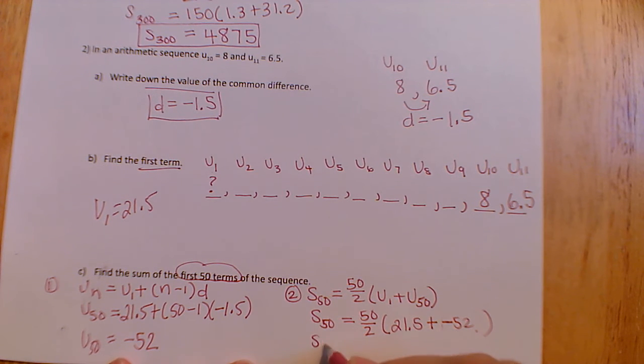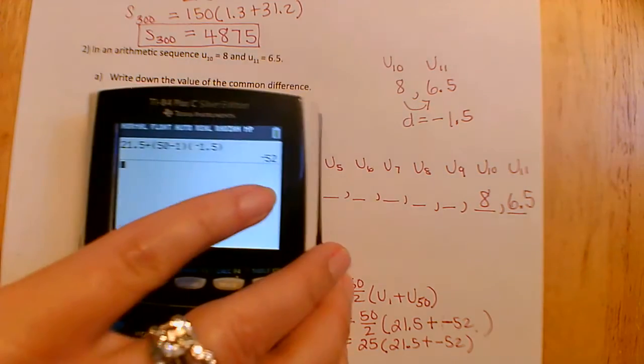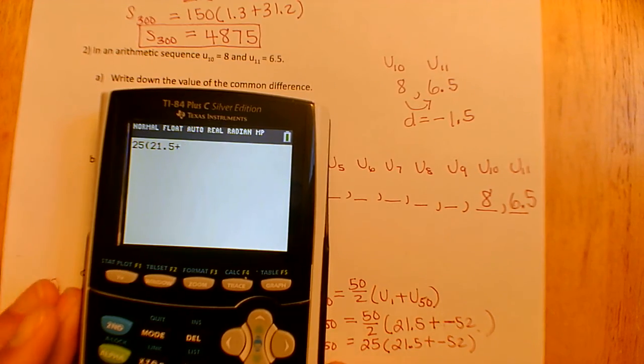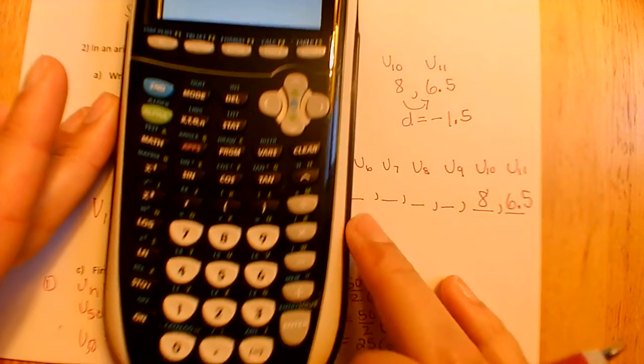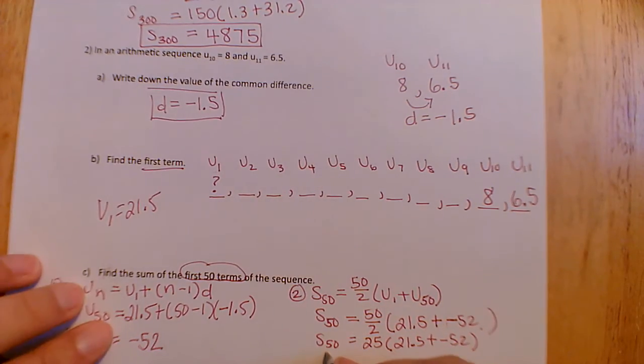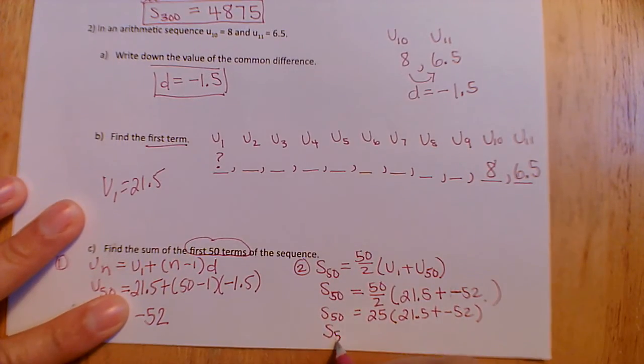So again, in the calculator, I like to divide 50 by 2 to get 25 and then simply multiply it by exactly what's in the parentheses. So let's do that and see what we get. So we're going to have 25 times 21.5 plus, now don't forget, a negative 52. I like to close my parentheses, and we're going to get negative 762.5, and that is correct. So S sub 50 equals negative 762.5.